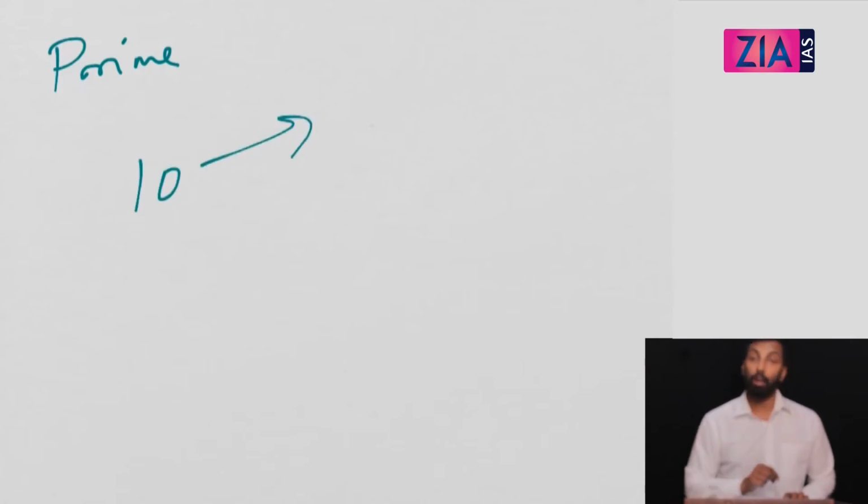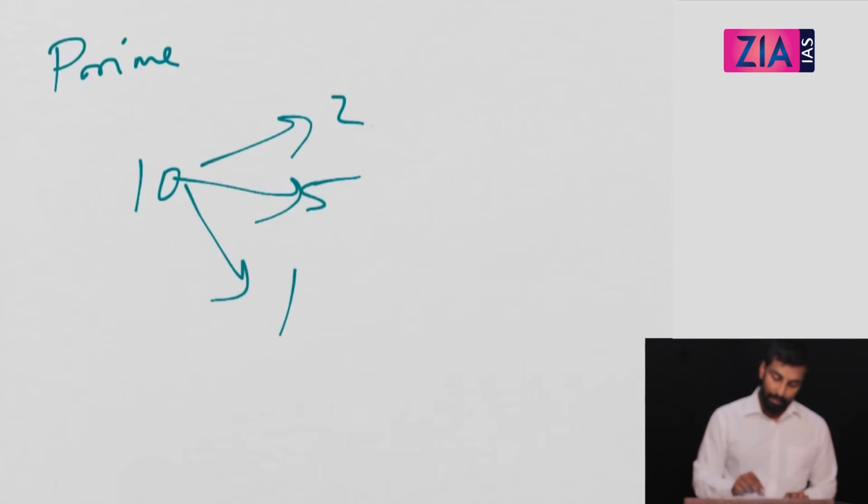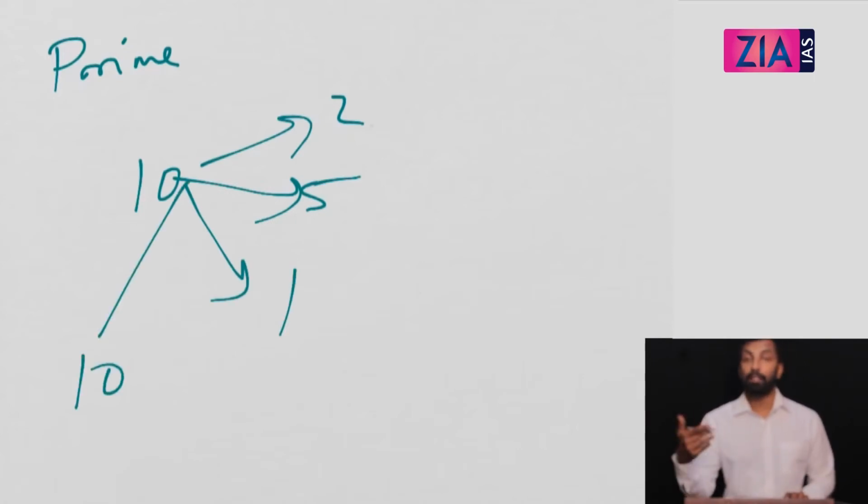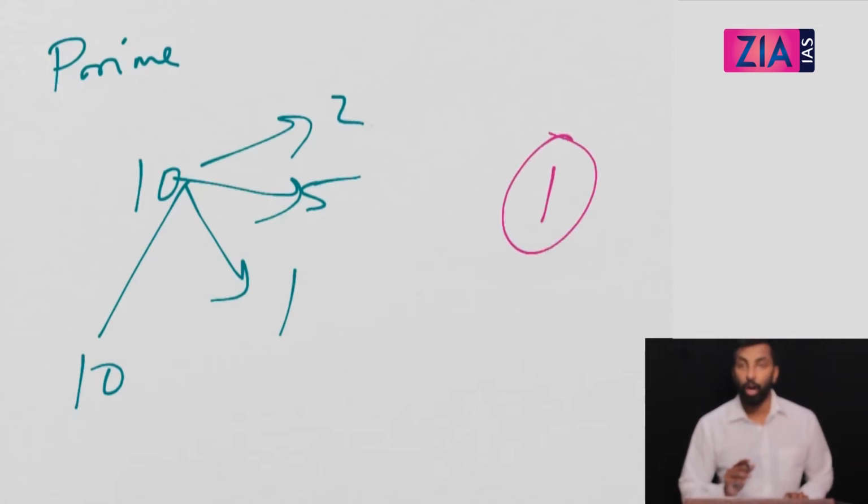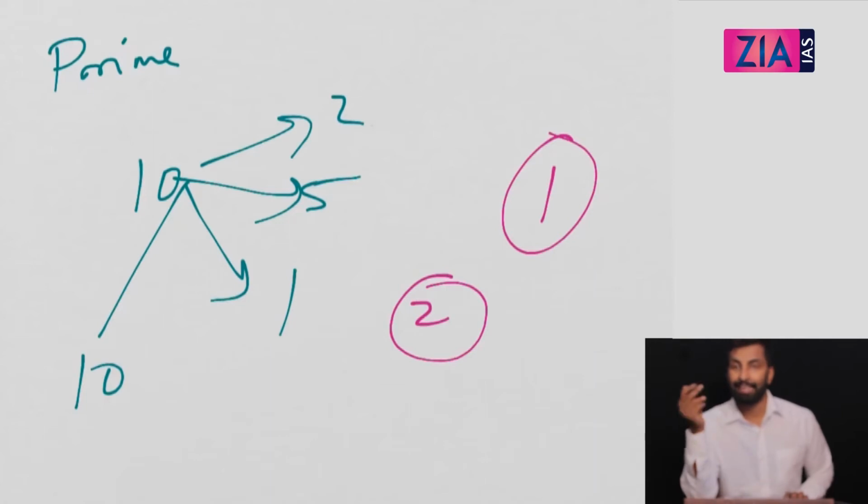You take 10, 10 is a composite number. Why? 2 is a factor, 5 is a factor, 1 is a factor, 10 is a factor. More than 2 factors, so we call it a composite number. And what about 1? 1 is neither a prime number nor a composite number. And the speciality of 2 is that 2 is the only even prime number. Any other even number you take, 2 will be a factor, so no other even number can be a prime number. So 2 is the only even prime number, and that's the speciality of 2. I hope you understood prime numbers and composite numbers.